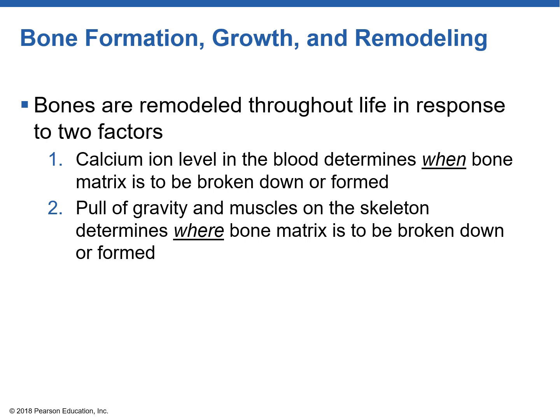These two controlling mechanisms, calcium uptake and release as well as bone remodeling, work together. The parathyroid hormone determines when bone is to be broken down or formed in response to the need for more or fewer calcium ions in the blood. The stresses of muscle pull and gravity acting on the skeleton determine where bone matrix is to be broken down or formed so that the skeleton can remain as strong and vital as possible.